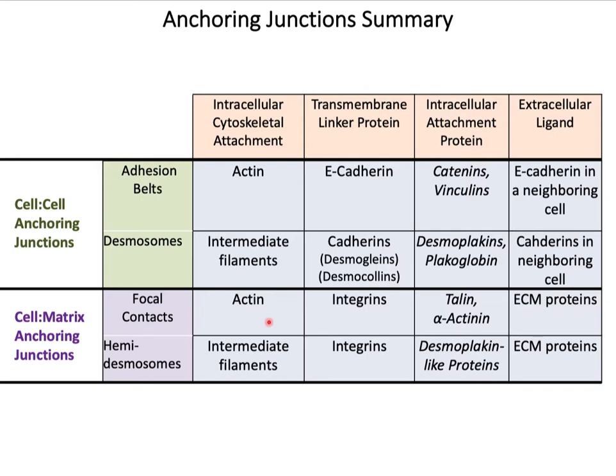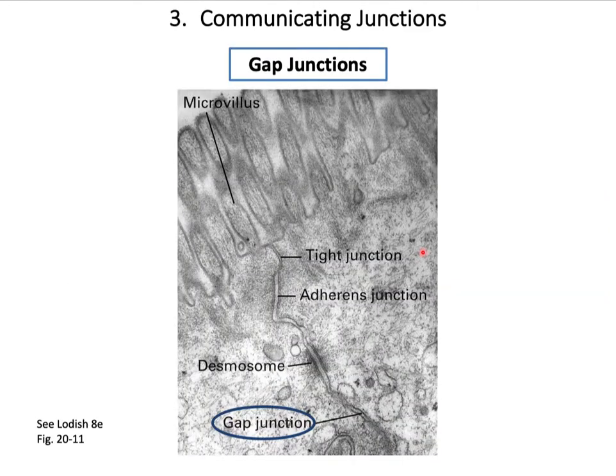Now on this slide, there is a summary of the 4 anchoring junctions that we just talked about: the adhesion belt, the desmosomes, focal contacts, and hemidesmosomes. Across the top are the 4 categories: the name of the cytoskeletal filament that is being used, the transmembrane linker protein that is utilized, the intracellular attachment protein that is utilized, and what the transmembrane linker protein binds to, so the extracellular ligand. So you should know all 4 of these details for all of these anchoring junctions.